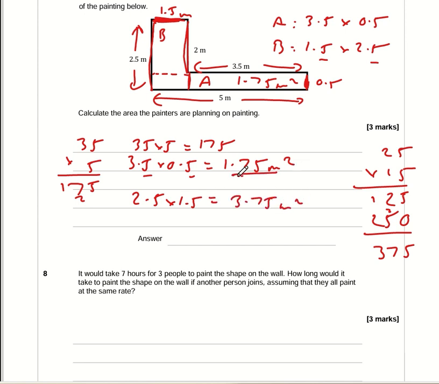So the total area is this plus this. So let's just work this out over here. 1.75 plus 3.75. 5 plus 5 is 10, carry 1. 7 plus 7 is 14, plus 1 is 15, carry 1. Probably should have put the decimal point in at the beginning. 1 plus 3 plus 1 is 5. So the answer is 5.5 square meters.